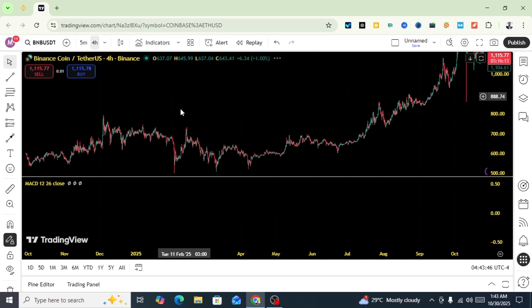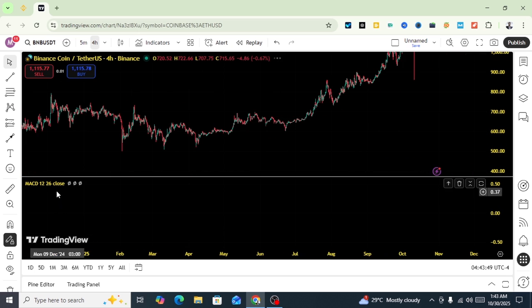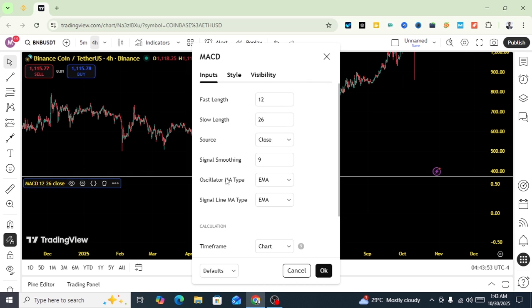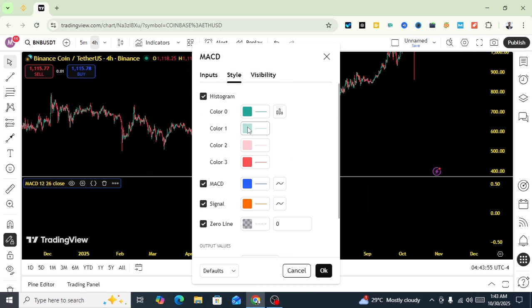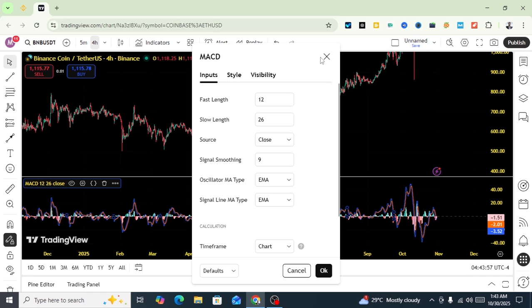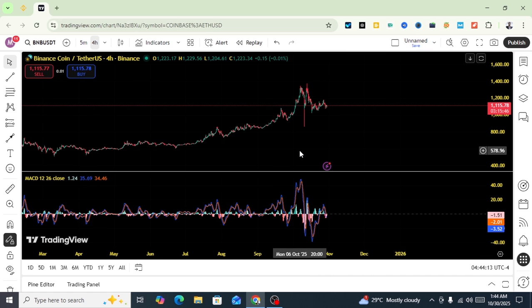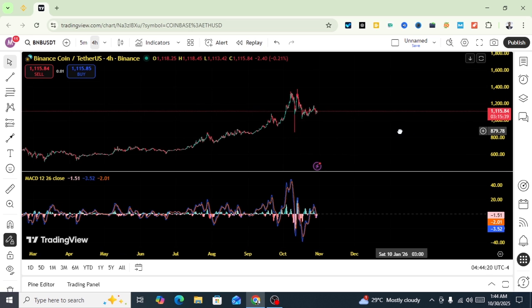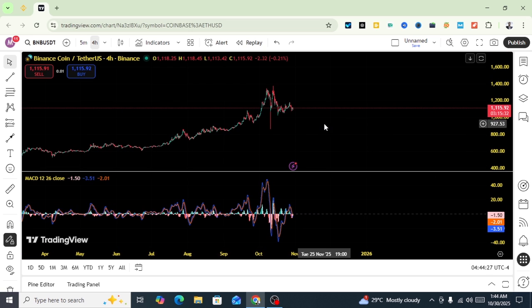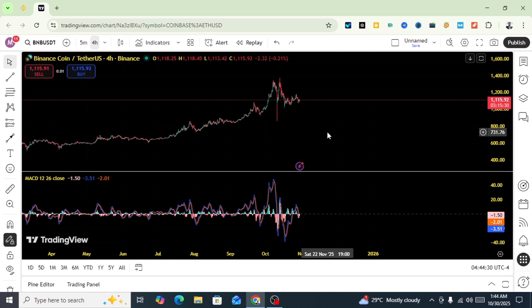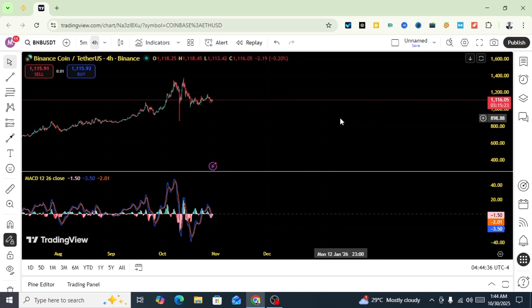Just wait a few seconds and the market is going to show. You can change the visibility. Okay, back again. So this is the best indicator for the average point to show. We already added this indicator, MACD.